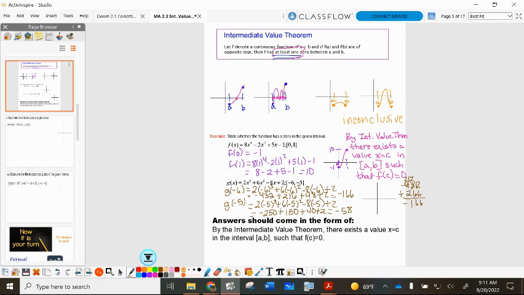Okay, so they are not of opposite signs. They're both negative, so it's inconclusive. All we can say is it's inconclusive. We don't know if it does, in fact, cross once or many times in between, or if it never crosses. So the intermediate value theorem doesn't speak to that. That's just inconclusive.